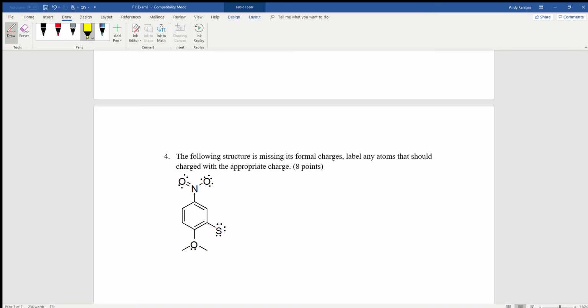So we know from what we've learned that usually nitrogen has 3 bonds, oxygen has 2, and sulfur also has 2. We can't really make any comments on any of the carbons in this molecule because they all appear to have the correct number of bonds, which is of course 4.